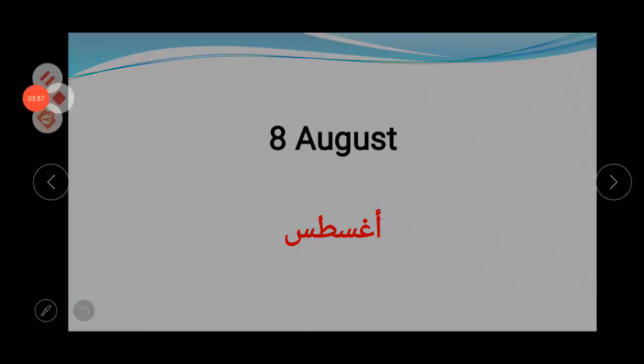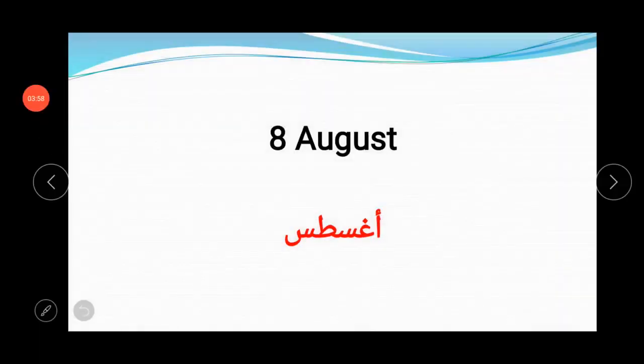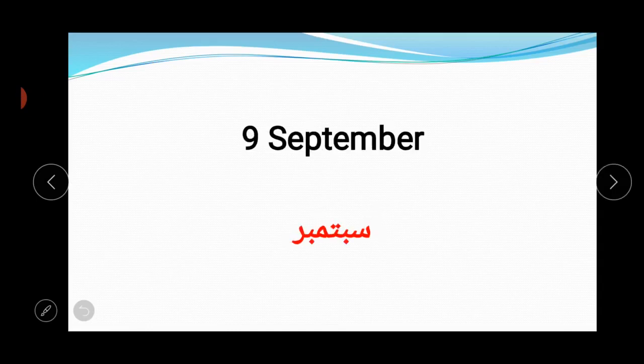Next one is August. So in Arabic it is Augustus. Ninth one is September. So in Arabic it is September. Let's repeat it. In Arabic we use September as September.